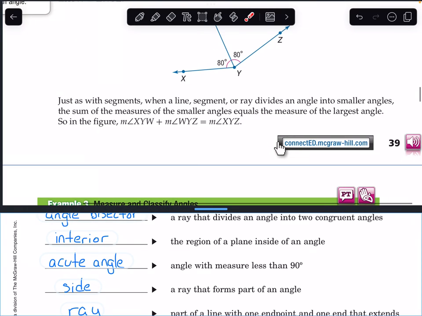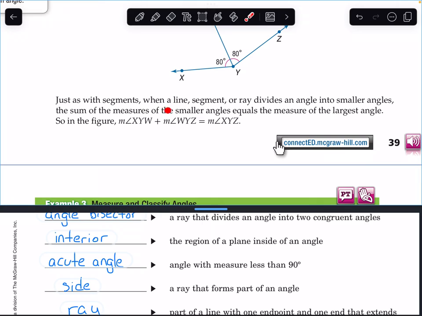Just as with segments, when a line, segment, or ray divides an angle into smaller angles, the sum of the measures of these smaller angles equals the measure of the largest angle. That sounds important. The sum of the measures of the smaller equals the measure of the larger.